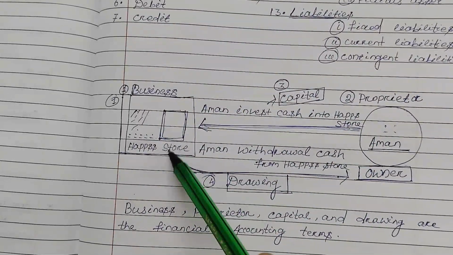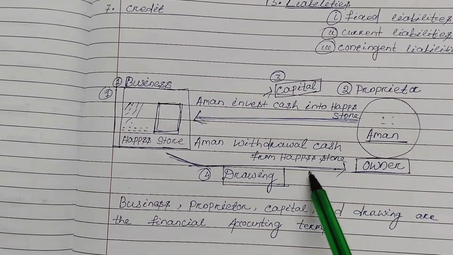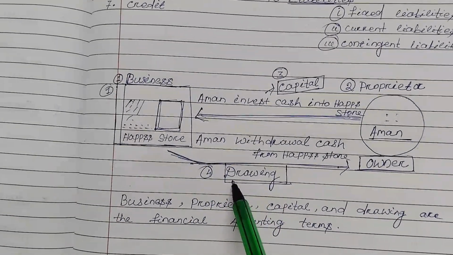Proprietor, business. Drawings: Aman withdrew cash from the half store as the owner. It's called drawing. Half store is drawing.